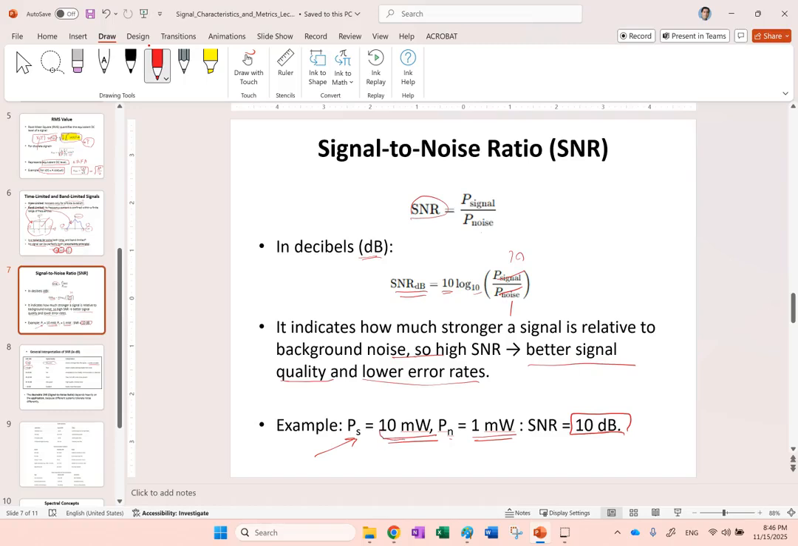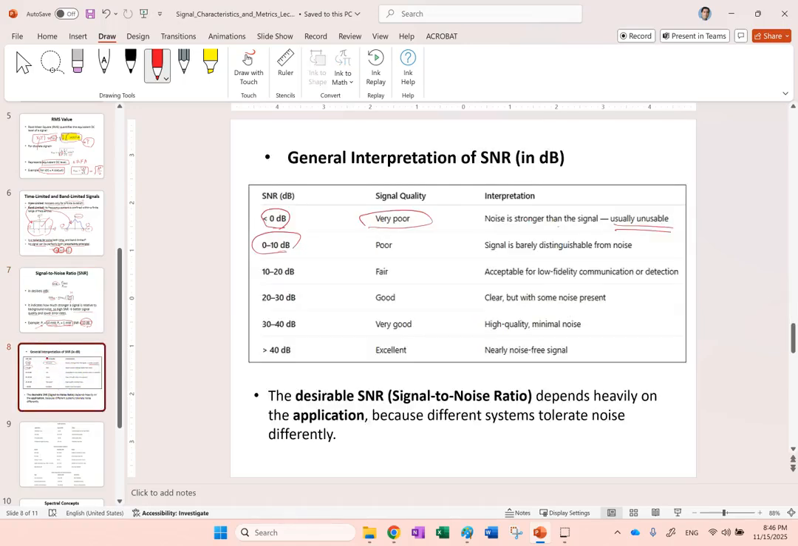So you see that when this ratio is 10, you get 10 decibel. So below 10 decibel means the ratio is less than 10. For instance, your signal is 4 times, 5 times, 8 times stronger than the noise. Still, this means your signal is quite poor, and it's not really easy to see.